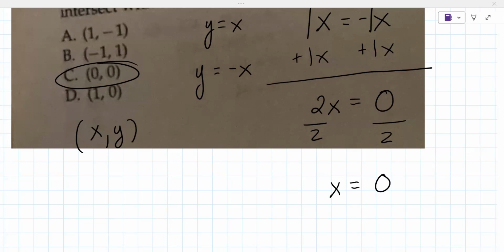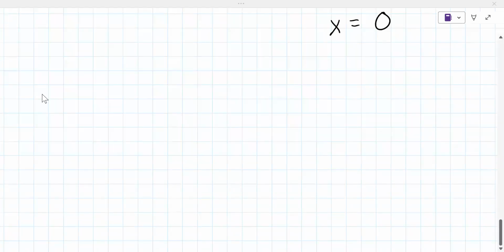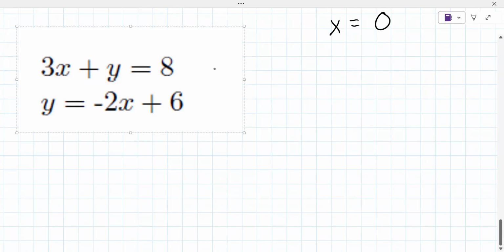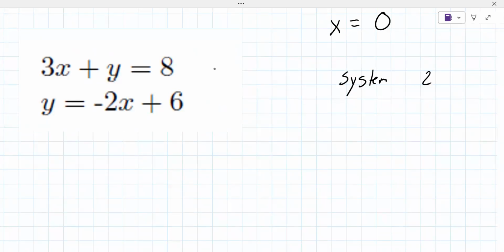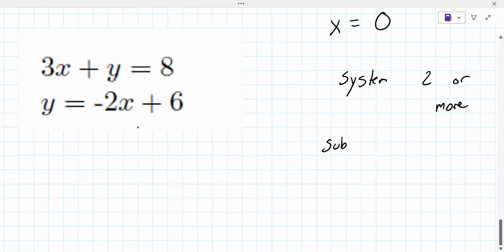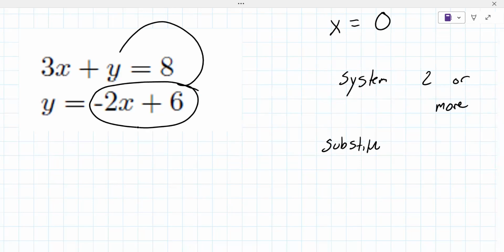The systems aren't usually nice like we've been seeing. They're usually a little bit more complicated. A system, by the way, just means you have 2 or more equations. The first equation is 3x plus y equals 8. The second equation is y equals -2x plus 6. Substitution means you take this right here and you put it in for y. The reason you can do that is because it's already solved for y.